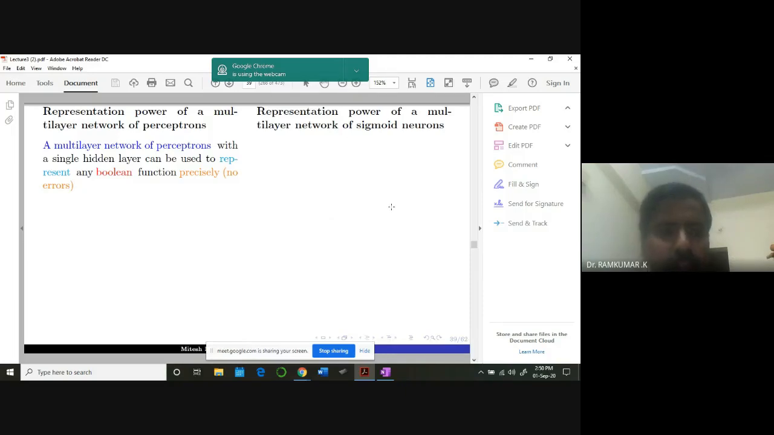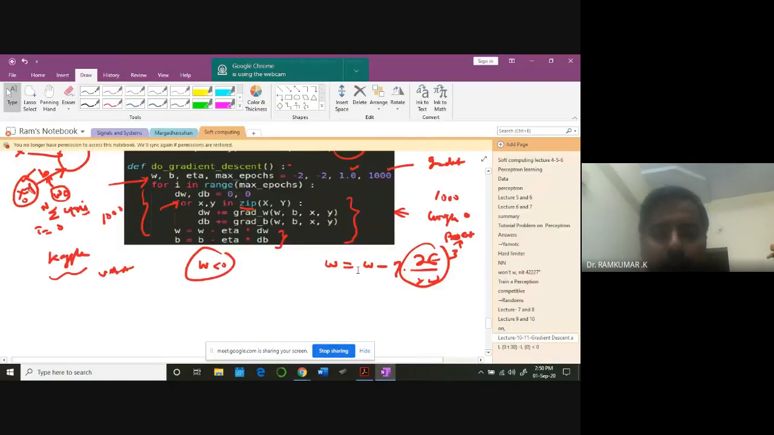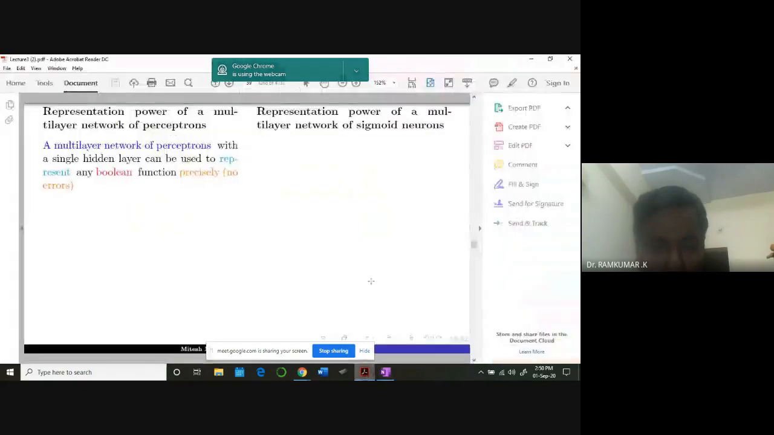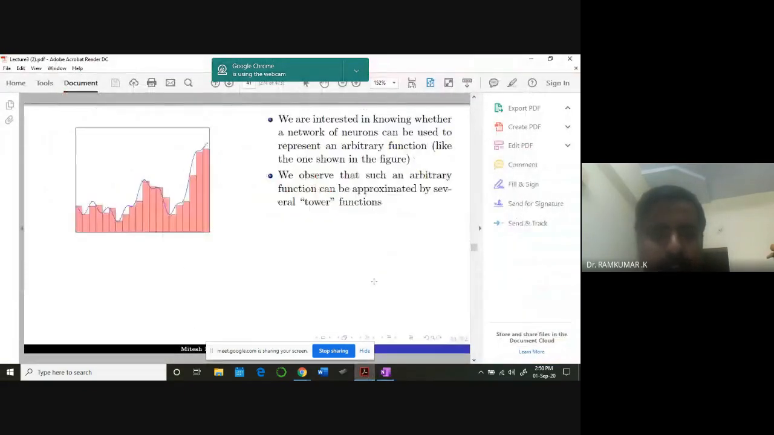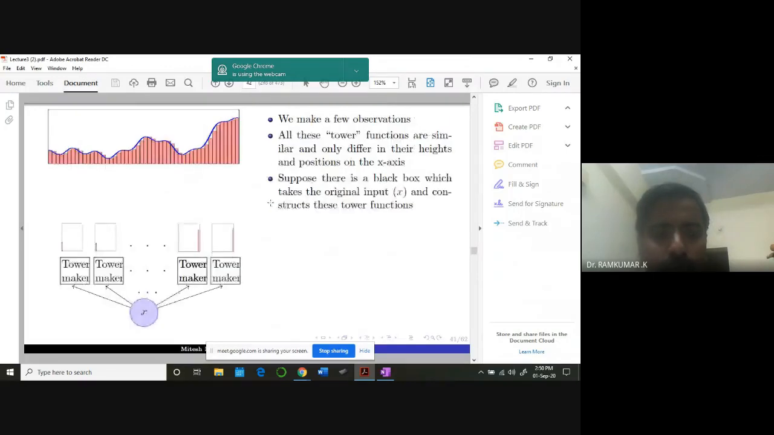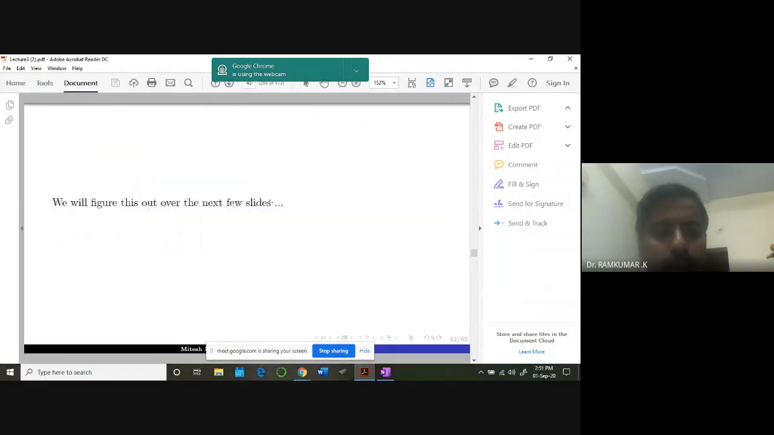So now let us look into the representational power of the multi-layered sigmoidal network, today's class. In fact, last class I introduced this. We want to represent any kind of function like this, and for that we need to build towers, is what I said. How are we going to build a tower? By taking more network layers.